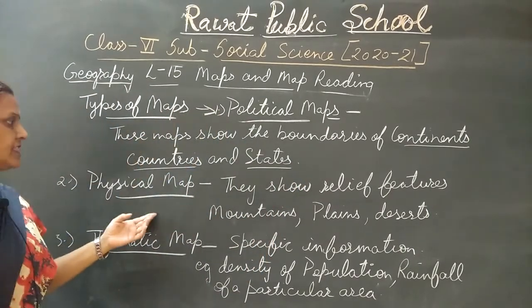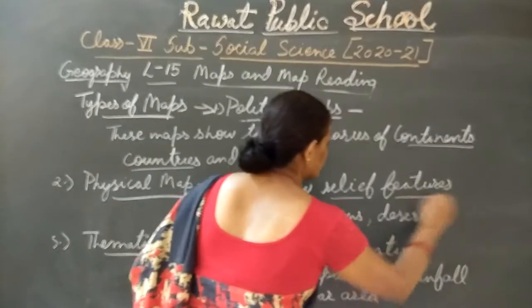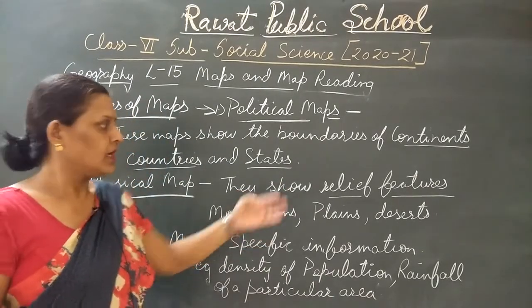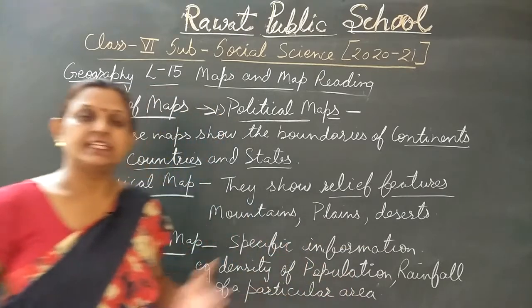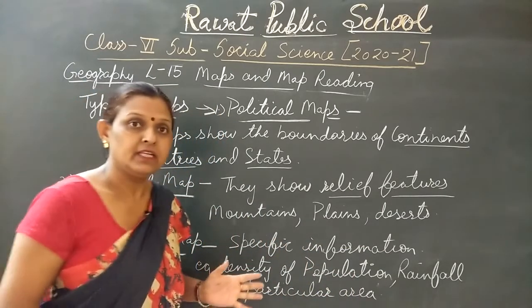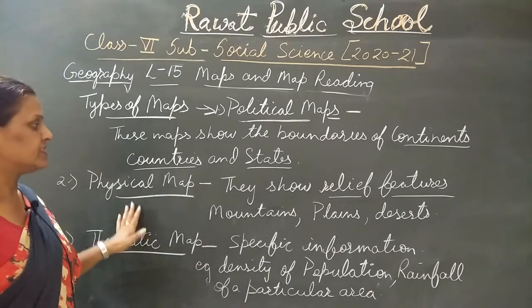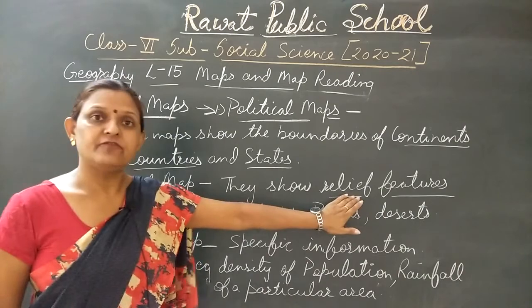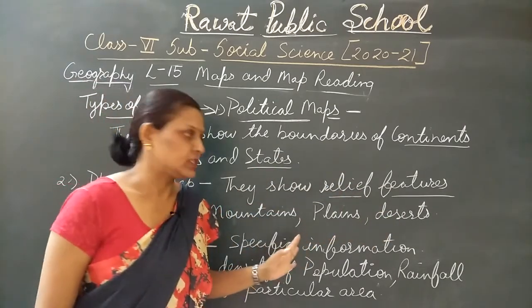When we talk about physical maps, they show us the relief features. Now what are these relief features? The mountains, the plains, deserts, coastal areas. It can be of a particular country, it can be of India or any other country. So a physical map, as from the name itself, shows the relief features. It can be mountains, plains, deserts and coastal areas.